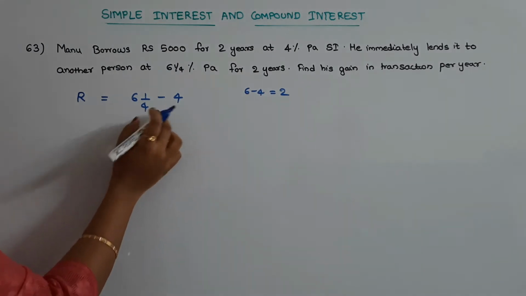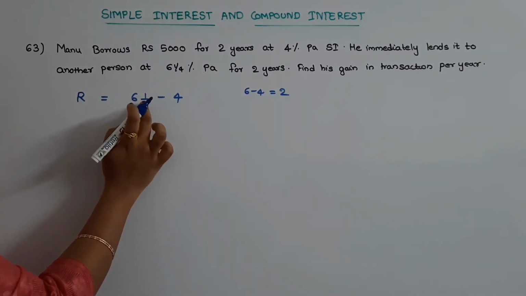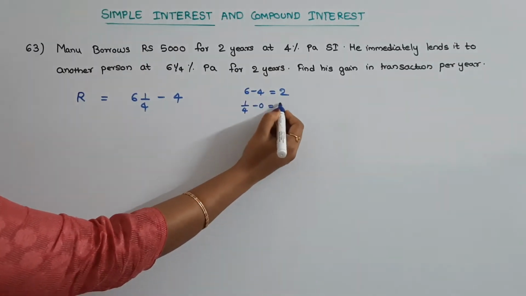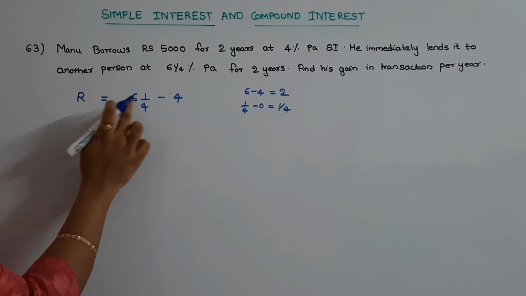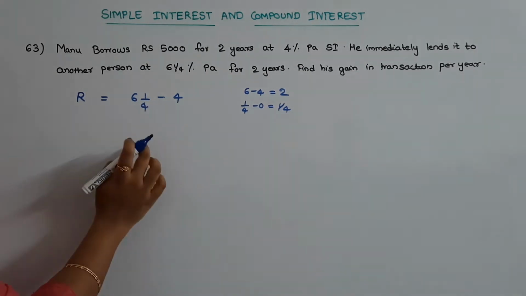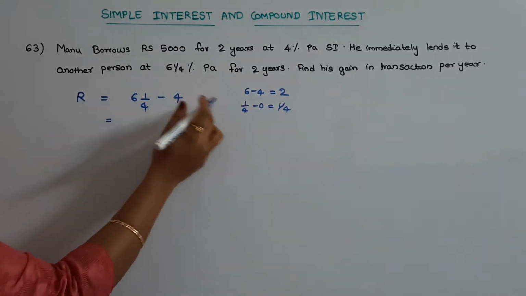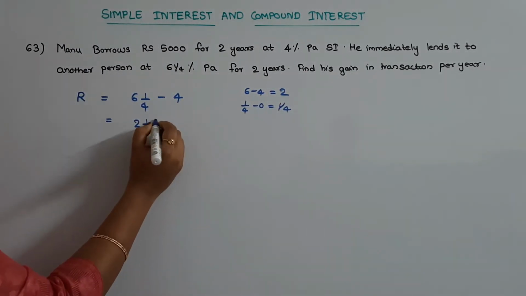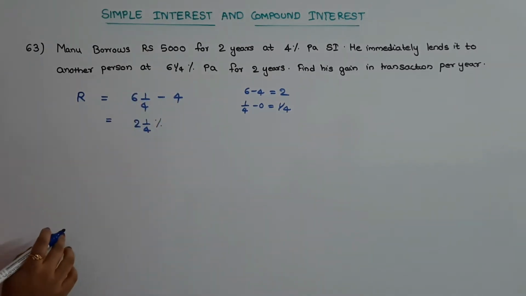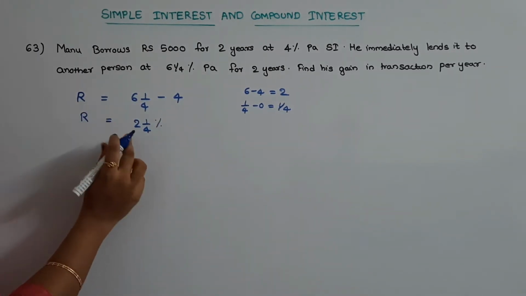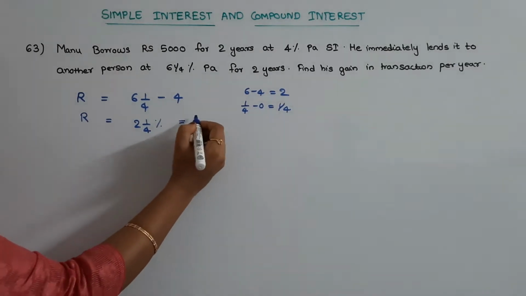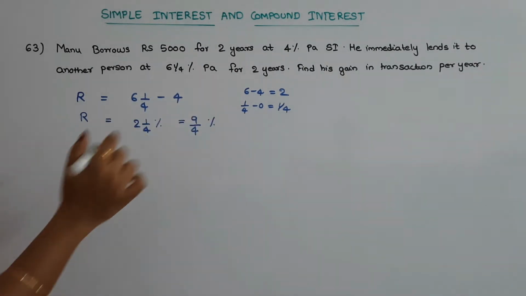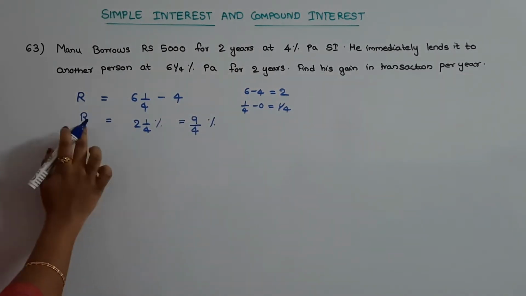Then subtract this fraction part. That is 1/4. Here no fraction is there. So, 1/4 minus 0 is equal to 1/4. So, 6 minus 4 and 1/4 minus 0, the answer will be 2 1/4. So, directly you can simplify it like this. Now, the rate will be equal to 2 1/4%. That you can write as 9/4%.